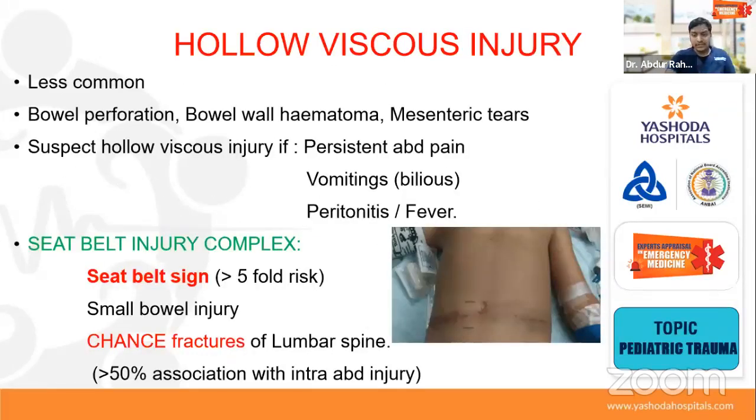So, coming to hollow viscus injury, this is less common in pediatric population. This includes bowel perforation, bowel wall hematoma, and mesenteric tears. We should suspect hollow viscus injury if there is persistent abdominal pain or bilious vomiting is present and peritonitis or fever is present.